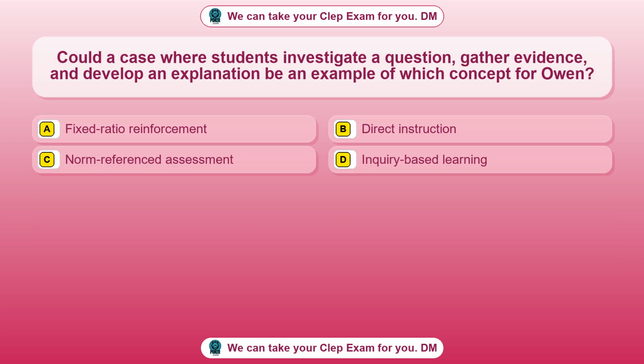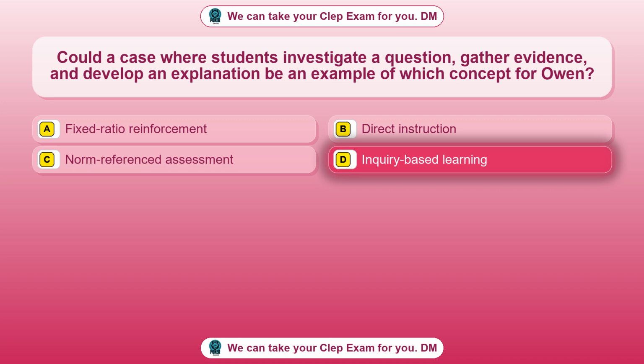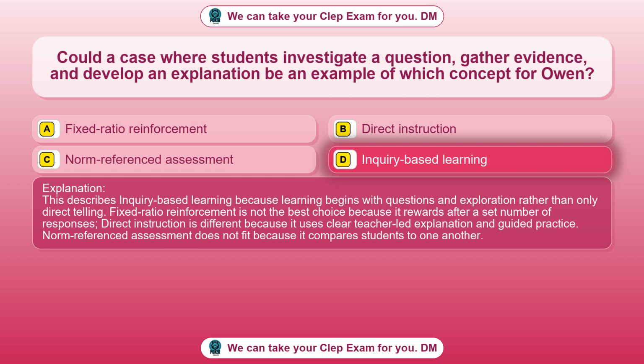Question 47. Could a case where students investigate a question, gather evidence, and develop an explanation be an example of which concept for Owen? Option A, fixed ratio reinforcement. Option B, direct instruction. Option C, norm-referenced assessment. Option D, inquiry-based learning. The correct answer is option D. Inquiry-based learning. This describes inquiry-based learning because learning begins with questions and exploration rather than only direct telling.